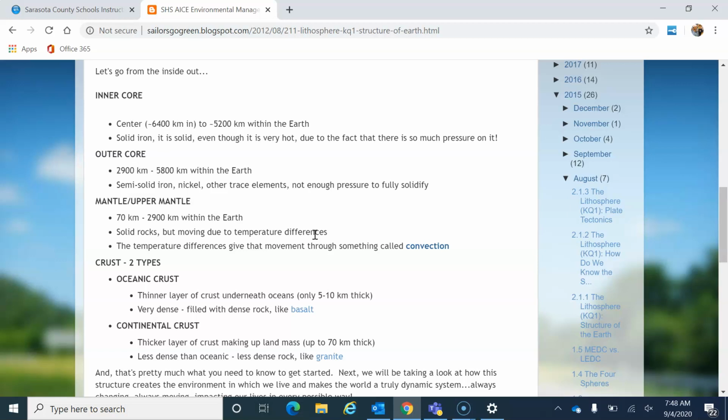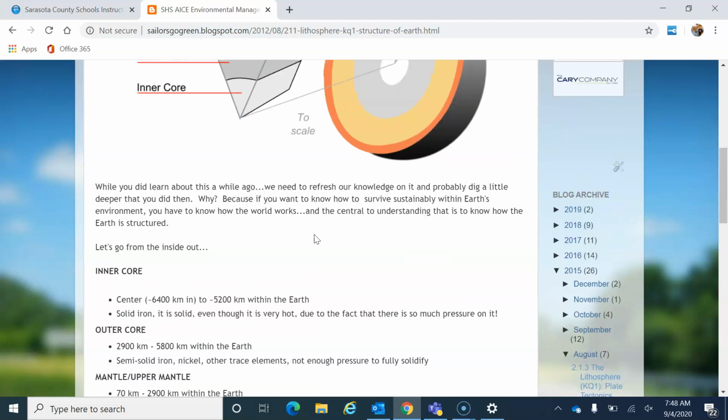Then on the upper part is the crust. You think about the crust of a pie, right? You got the whole pie inside, and then that flaky layer outside. The crust is very thin, right? There are 2 types of crust that are the outside layer. The thinner layer of crust is called the oceanic crust, but it's super dense. And the reason that it's thinner is because there's water on top of it.